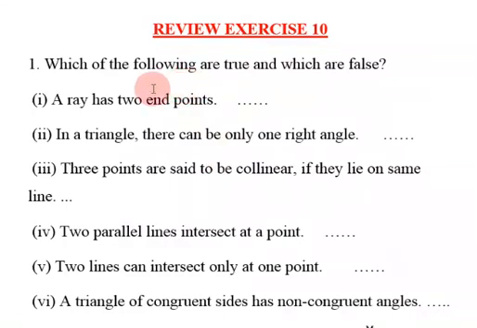In this, some statements are there, so we have to tell whether they are true or false. The first statement is: a ray has two endpoints. It is a false statement because a ray has only one endpoint. And the second statement: in a triangle there can be only one right angle. Yes, it is a true statement because if one angle is equal to 90 degrees, the sum of the remaining two angles should be equal to 90 degrees.